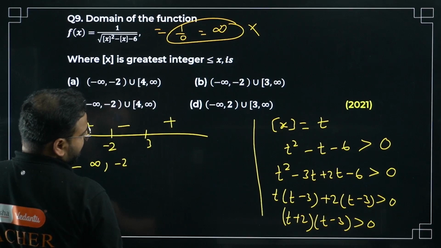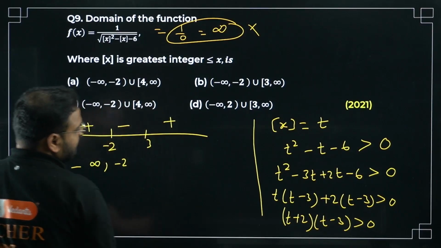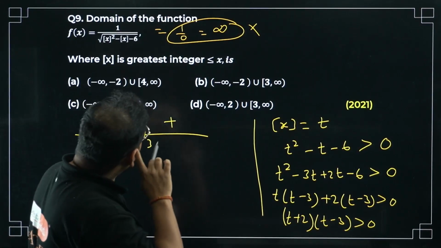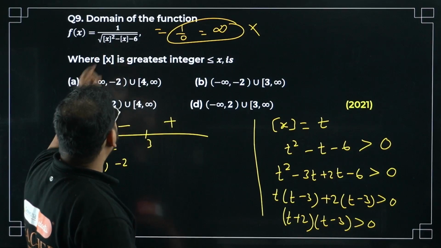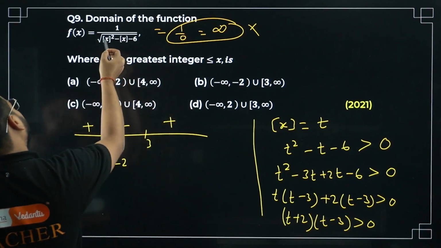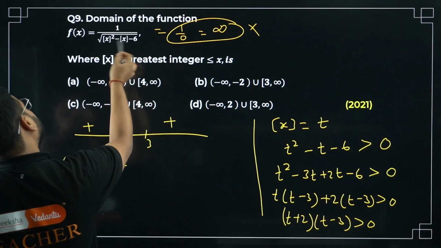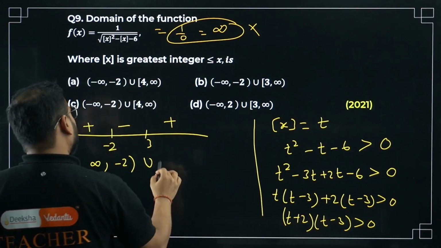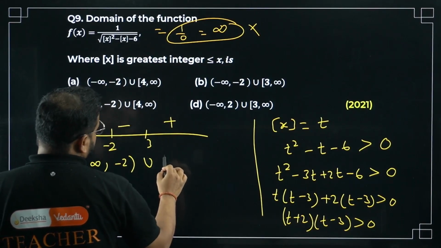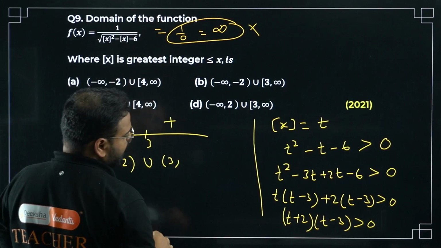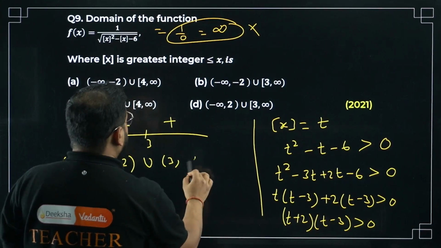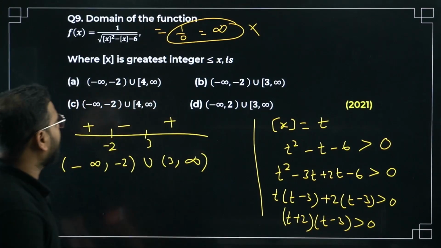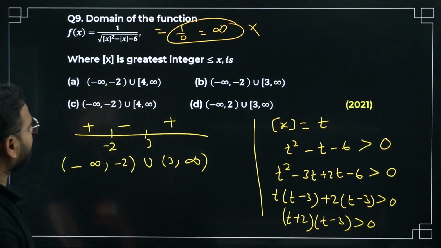Can I take minus 2? Check here. If I put minus 2, it will become 4 minus 2, which is 4, and plus 2, 6. So I can't take it. So open union 3 to infinity. But I don't have an option like that.